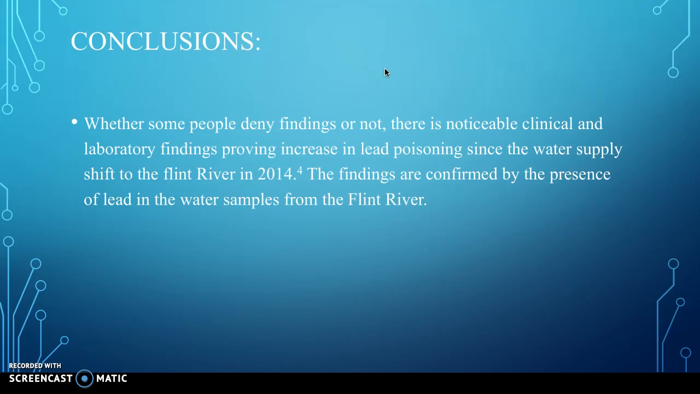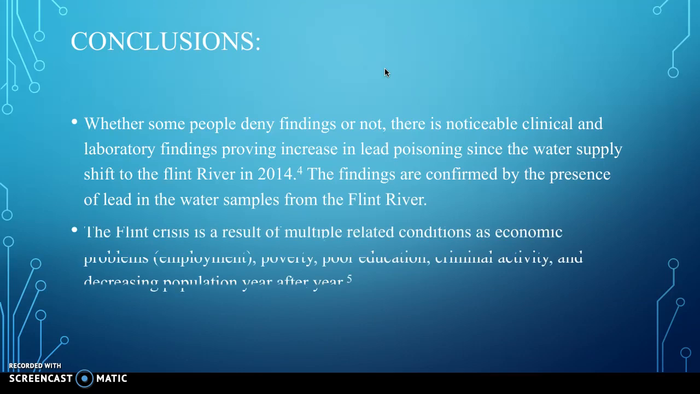We have two main conclusions. Whether some people deny the findings or not, there are noticeable clinical and laboratory findings proving an increase in lead poisoning since the water supply shifted to the Flint River in 2014. Those findings are confirmed by the presence of lead in the water samples from the Flint River. And the Flint crisis is a result of multiple related conditions, according to the author's view and other research articles too, such as economic problems that can accentuate it, poverty, poor education, criminal activities, and a decreasing population year after year.